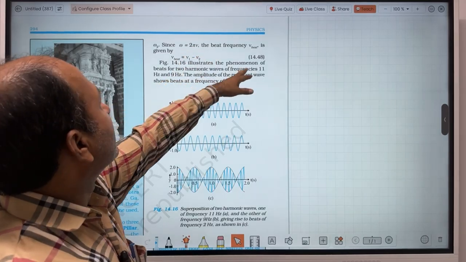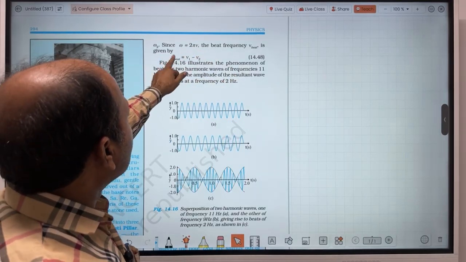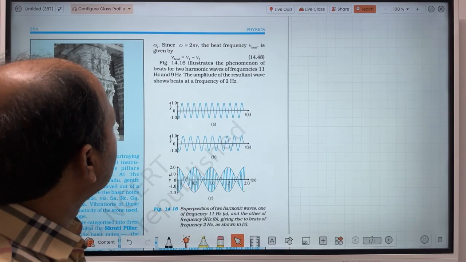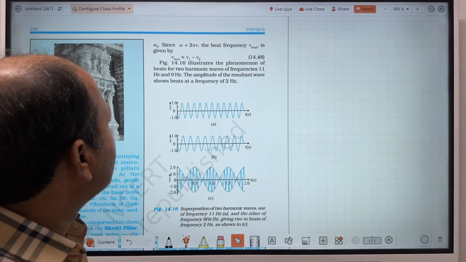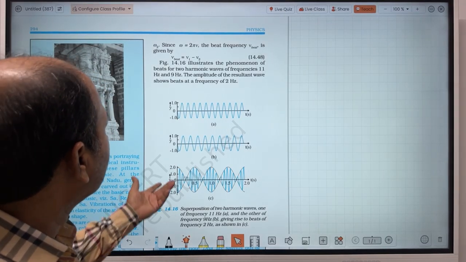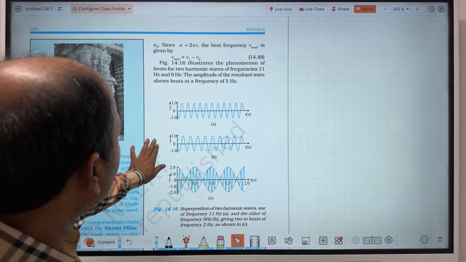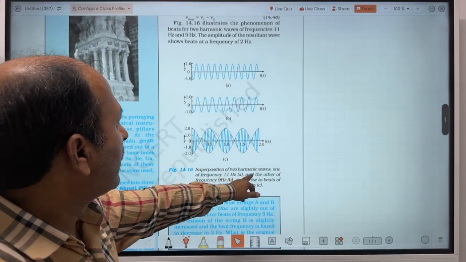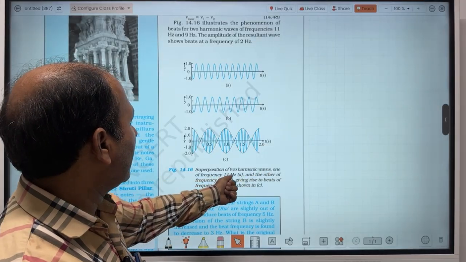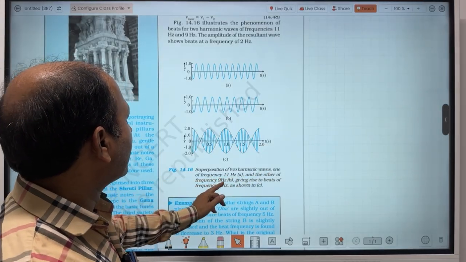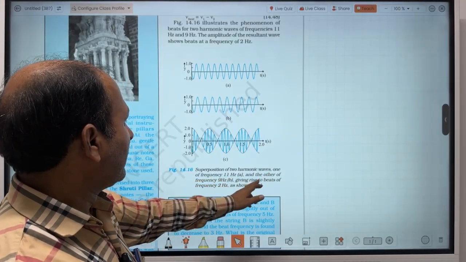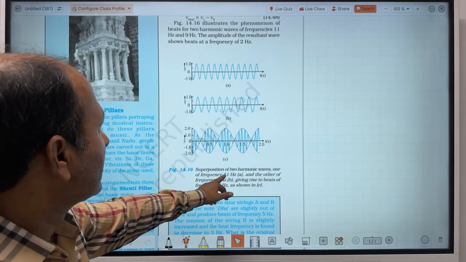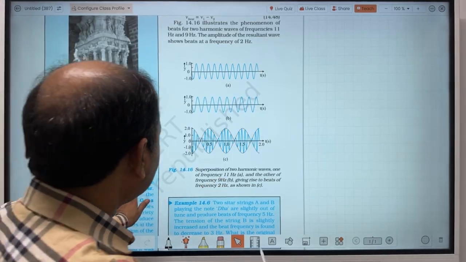Now, since omega equal to 2 pi nu, the beat frequency will be given by nu beat equal to nu 1 minus nu 2. So you have understood how to find the beat frequency. You will find the difference here. Diagrams are shown for the two cases: superposition of two harmonic waves, one of frequency 11 Hz and the other of frequency 9 Hz, giving rise to beats of frequency 2 Hz. Of course, the difference of the two, this is 11, this is 9.